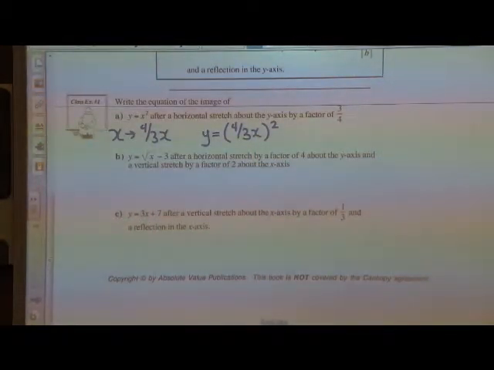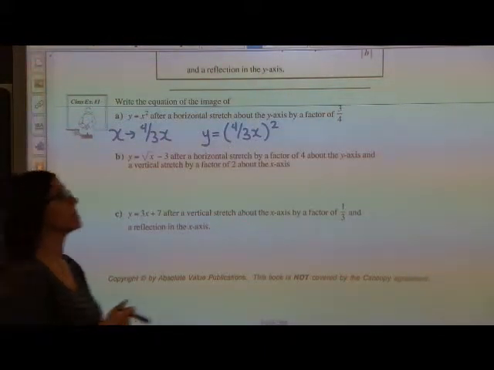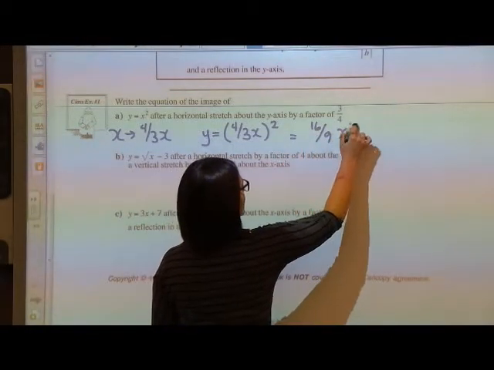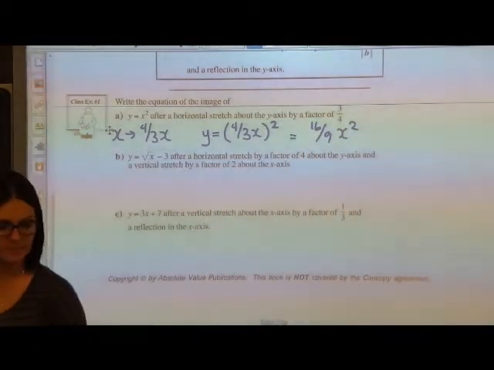And then if I took the extra step and I actually calculated what is 4/3 squared, what do I get? 16 ninths. So I have 16 ninths x squared.